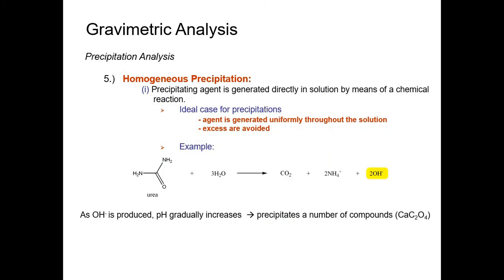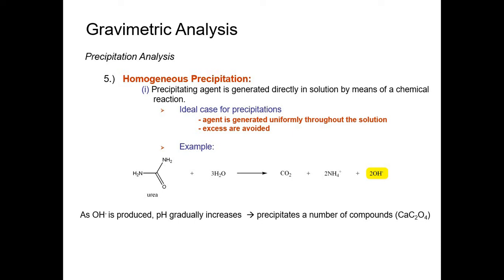Next is homogeneous precipitation. What this means is that the precipitating agent, your reagent, is generated directly in solution by means of a chemical reaction. So the ideal case for precipitation is that the agent is generated uniformly throughout the solution. So you have no excess, right?